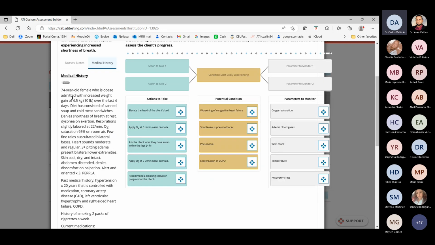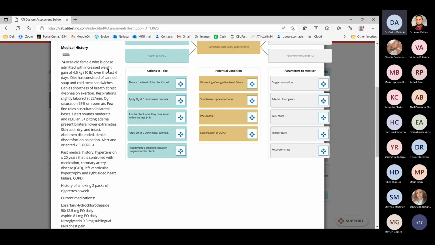So let's see what it says earlier. 74-year-old female who is obese, admitted with increased weight gain of 4.5 kilos, 10 pounds, over the past 4 days. So is this supporting fluid retention? Yes, it is supporting fluid retention. I'm going to make an NCLEX question. How many milliliters of liquid is this person retaining in these 4 days? How many milliliters?